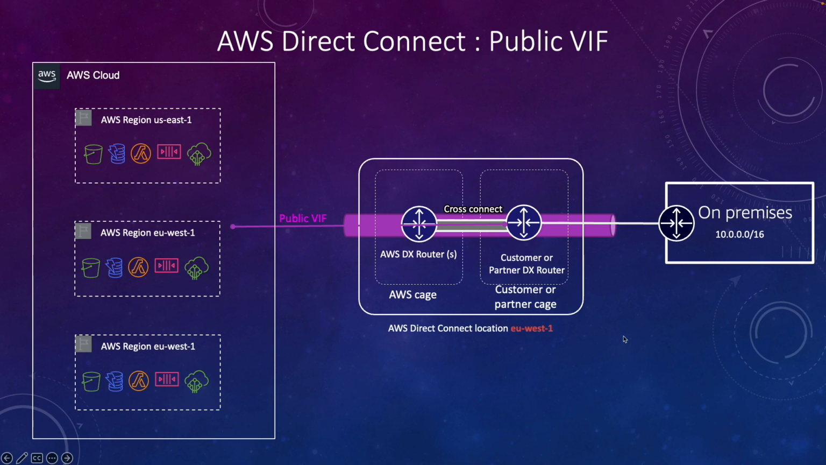And with this public VIF, not only can you access resources within a particular region, you can access resources in any region within AWS cloud, except your China region.